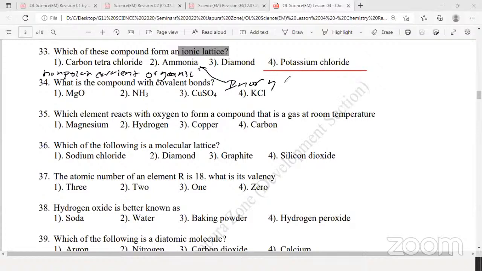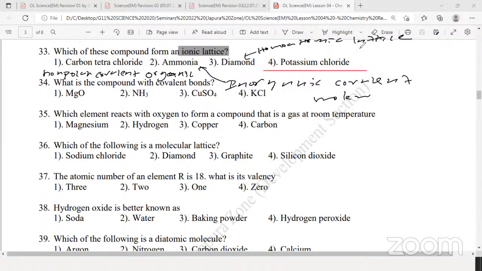Inorganic. What does inorganic mean? No carbon. Inorganic covalent molecule. Diamond is a homoatomic lattice. Potassium chloride, ionic lattice. So the answer is 4. That's why the answer is 4.